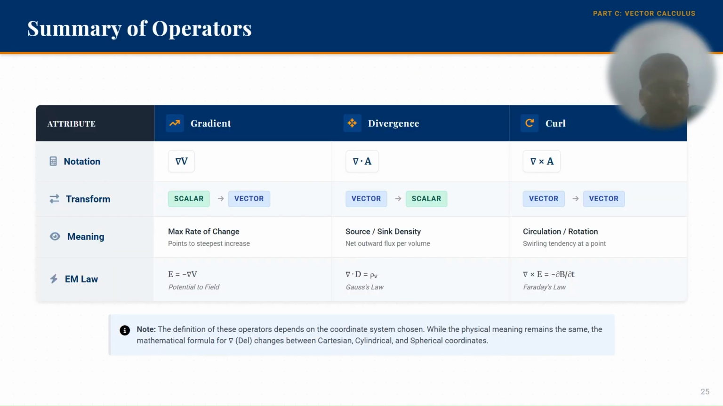So this is the summary of the operators: gradient, divergence and curl, their notations and transformations. Gradient is scalar to vector, divergence is vector to scalar, and curl is vector to vector. The meaning: gradient is the maximum rate of change, divergence is source or sink density, and curl is circulation or rotation. The relationship with gradient is the potential of the field. This is Gauss's law for divergence, and for the curl, Faraday's law.